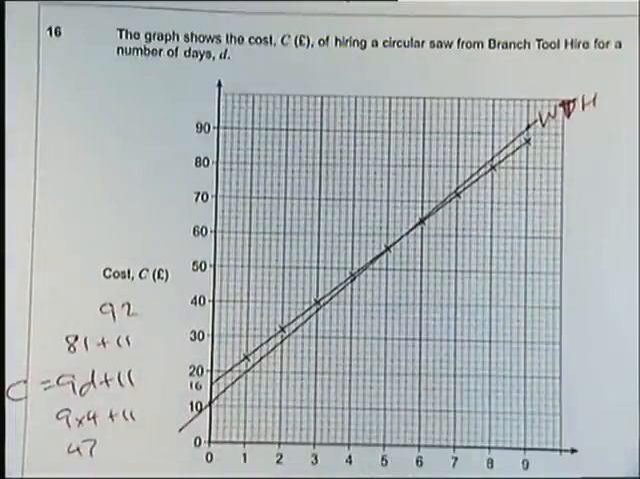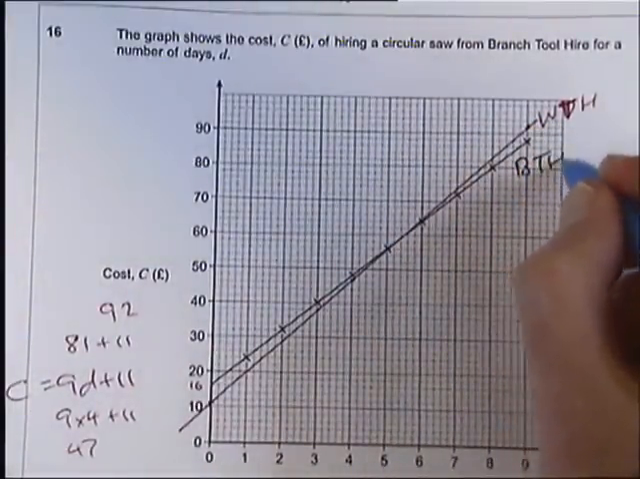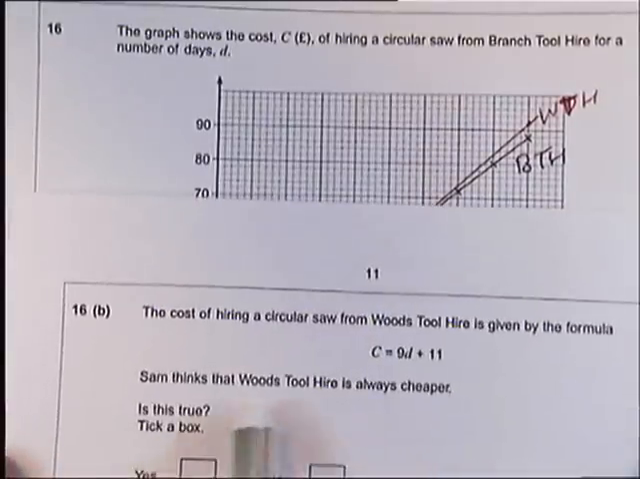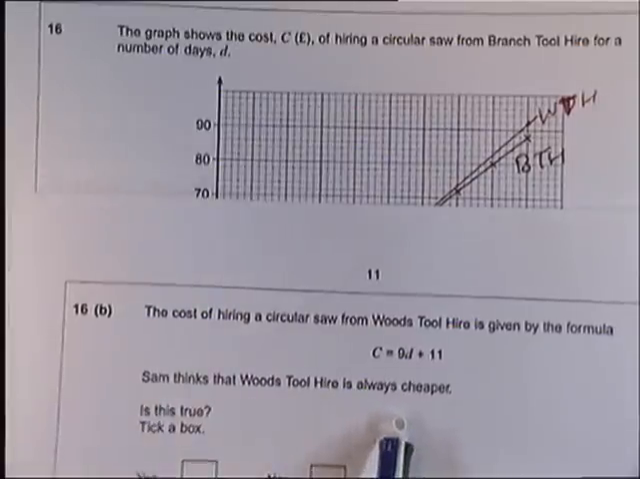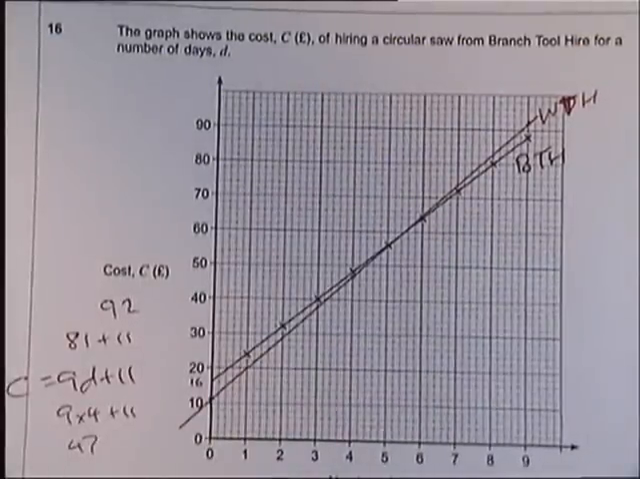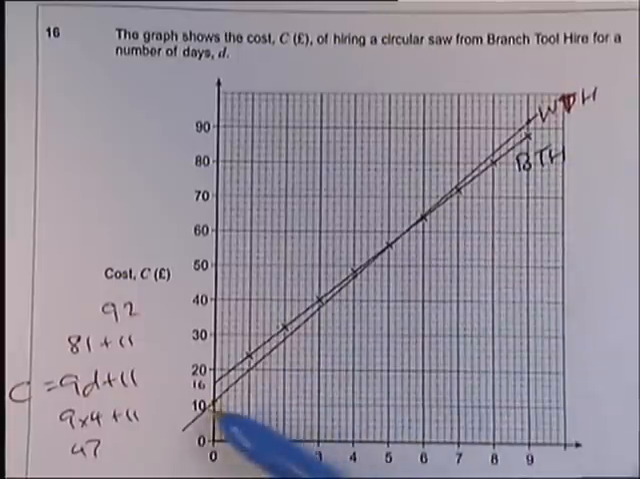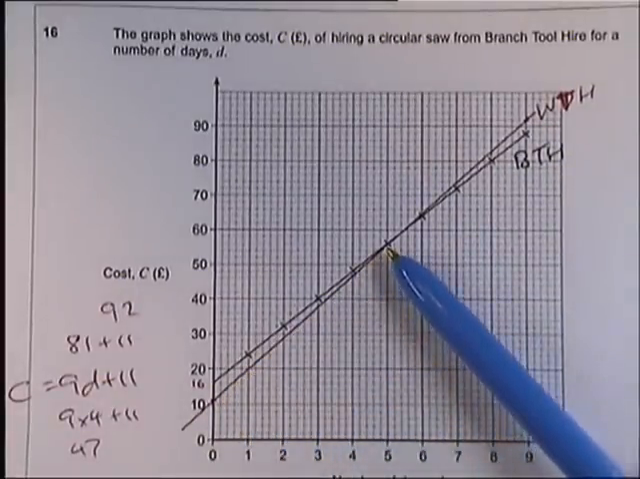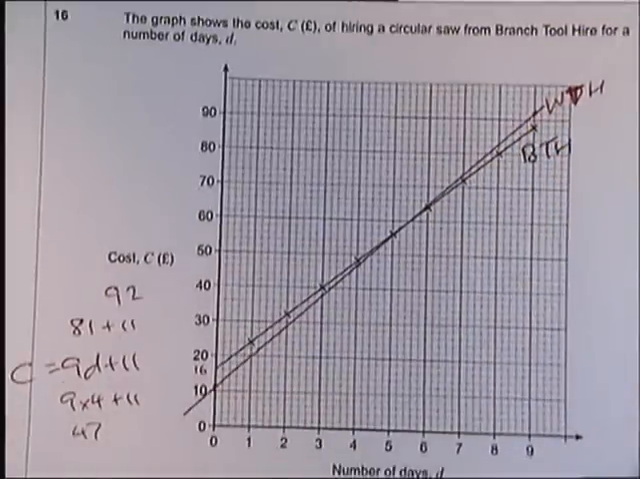And the other one, the printed one, is the one for Branch Tool Hire. And going back to the question, it said Sam thinks that Woods Tool Hire is always cheaper. If it's cheaper, it would be underneath the other graph all the time. And it's not. The graph that I've just drawn is cheaper here, it's underneath the printed one. But once you get past this point, Woods Tool Hire is more expensive.